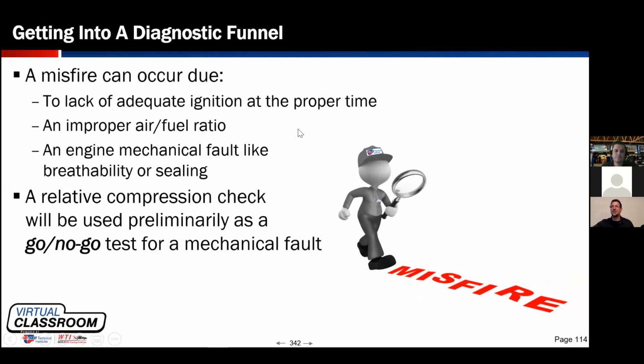We know if we don't have adequate ignition at the proper time, that could cause a misfire. We know if we don't have the right amount of air and fuel ratio, that can cause a misfire. And we also know if the engine can't squeeze the air, or get the air in the cylinder or out, it can't breathe right, we're going to have a misfire. So the relative compression test is typically something we rely on to give us that preliminary data. That's exactly what Dave did.